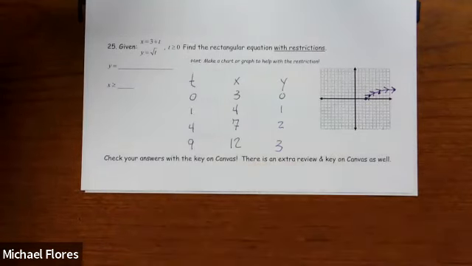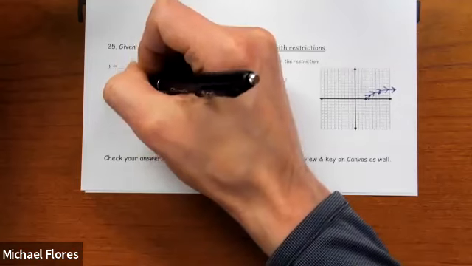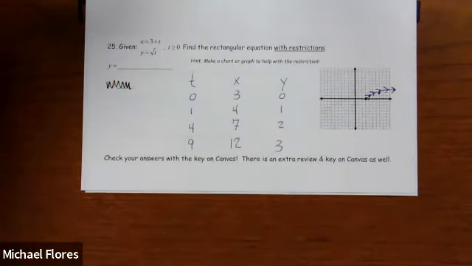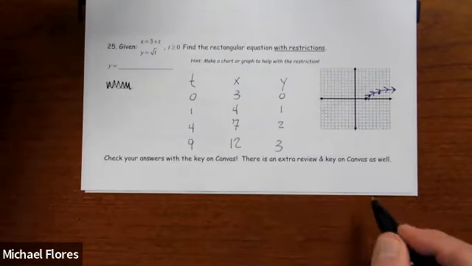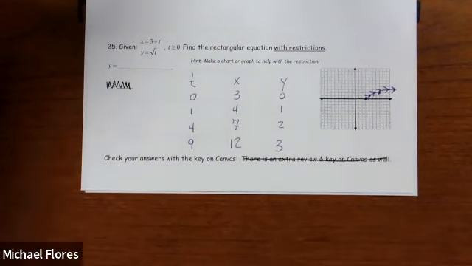Okay, before I continue on, let me just take care of some things that might be a little confusing with this. Scratch this out. Right here it says check your answers with the key on Canvas. Those of you that are in person, the key is on Canvas right now. If you wanted to work ahead of me and check your answers on the key via Canvas, feel free. It says right here, there is an extra review and key on Canvas as well. No, there's not. There might have been last year when we used this review, but not this year.